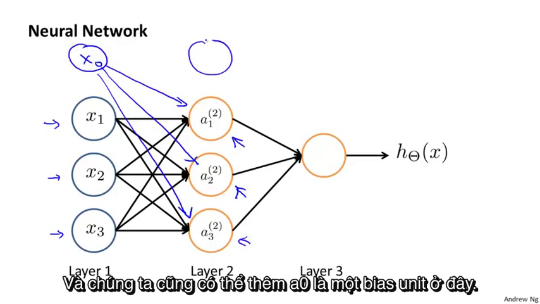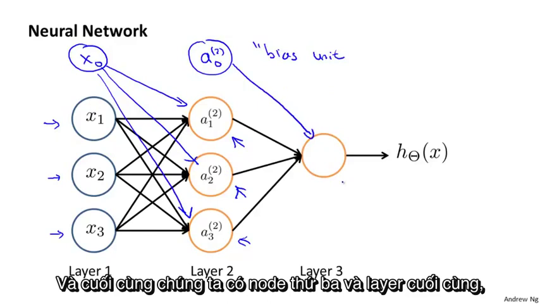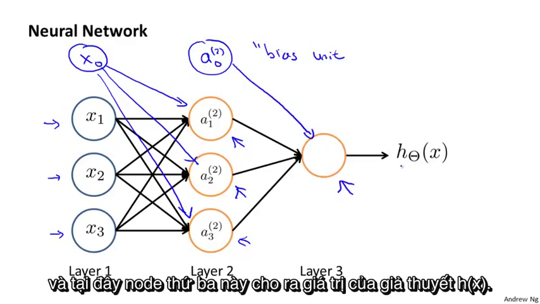And once again, if we want, we can add in this A0 as an extra bias unit there, that always outputs the value of 1. And then finally, we have this third node at the final layer that outputs the value that our hypothesis h of x computes.